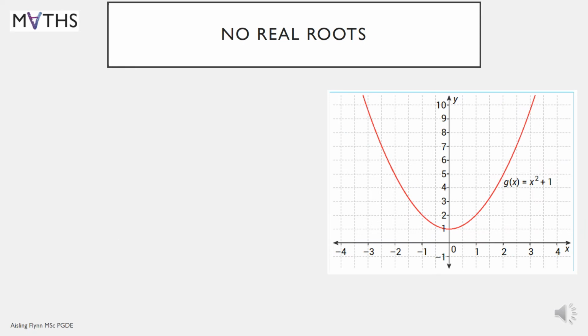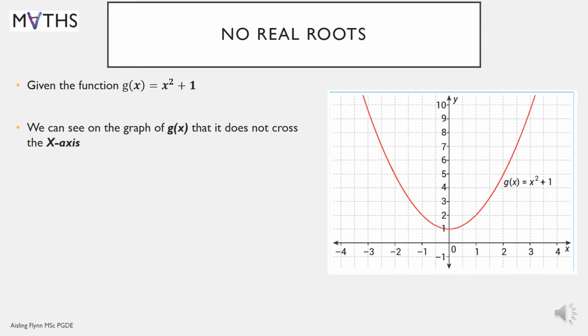Okay, let's look at a function with no real roots. So shown on the diagram is a function called g of x, x squared plus 1, and you can see that it is fully above the x-axis, so it does not cross under the x-axis, it does not touch the line, it does not cross over the line of the x-axis. Okay, so we say that this function has no real roots.